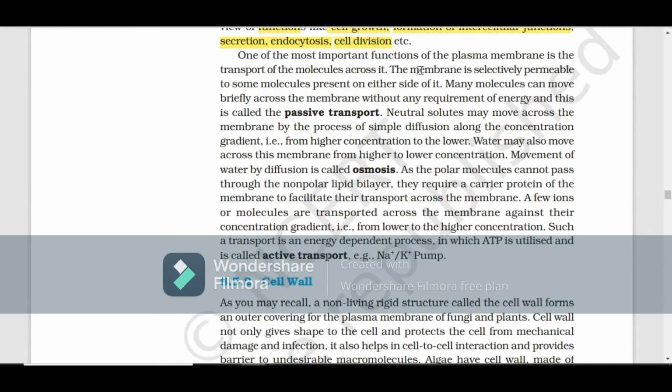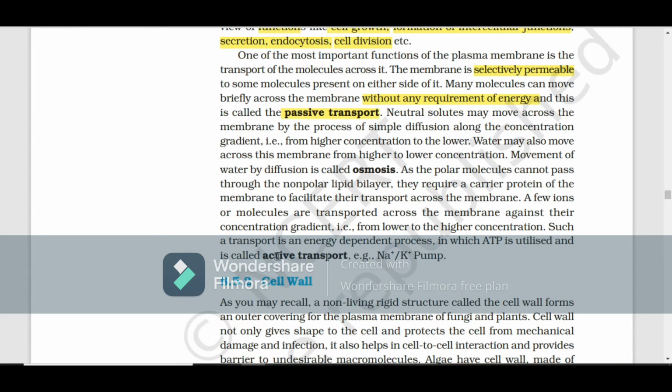One of the most important functions of the plasma membrane is the transport of molecules across it, of course, right? It's the outermost layer, so it does some work in enabling the transport of substances either from outside to inside or the reverse. The membrane is selectively permeable. It doesn't allow every kind of substance inside, right? So it's selectively permeable to some molecules present on either side of it. Many molecules can move across this membrane without any requirement of energy. That is called passive transport.